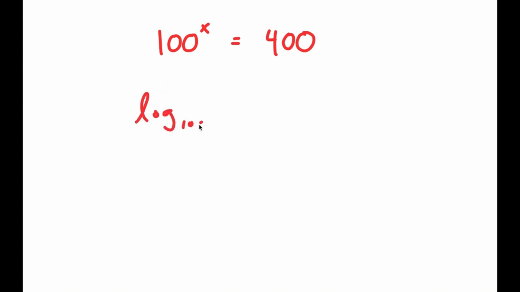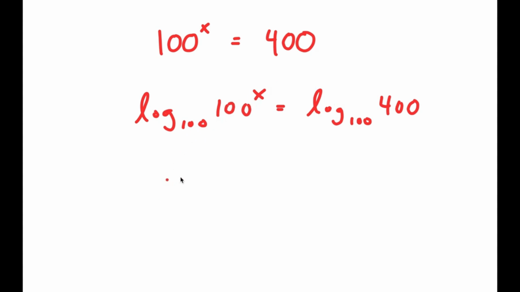Alright, so in this video, I'm going to solve the equation 100 to the power of x is equal to 400. So to solve this, I'm going to first start by taking the log of base 100 on both sides. So I get log base 100 of 100 to the power of x is equal to log base 100 of 400.